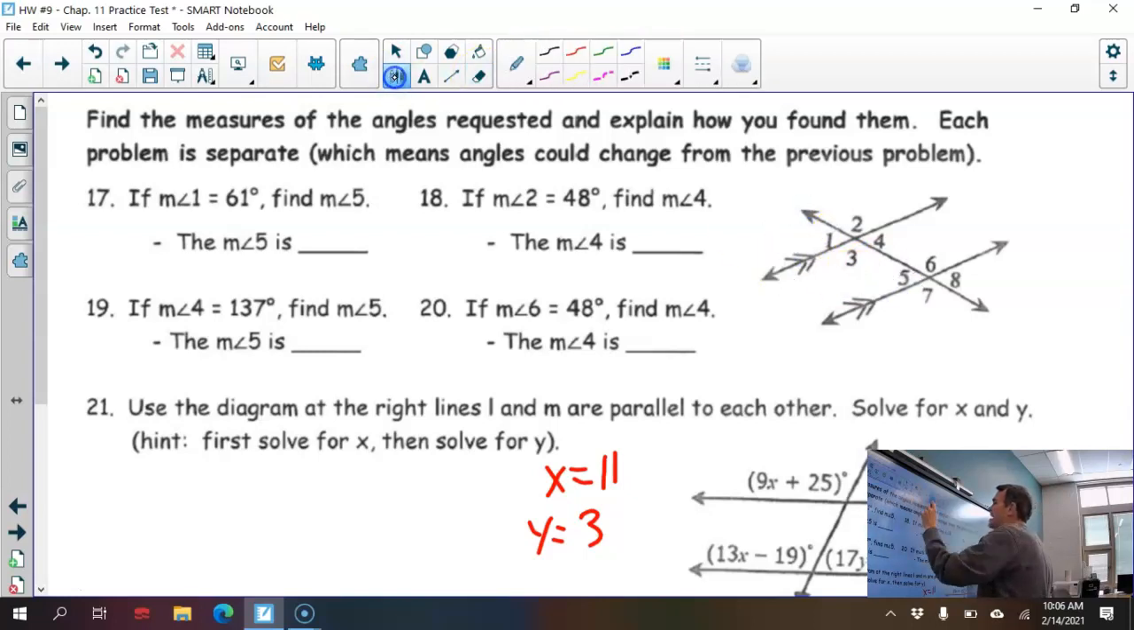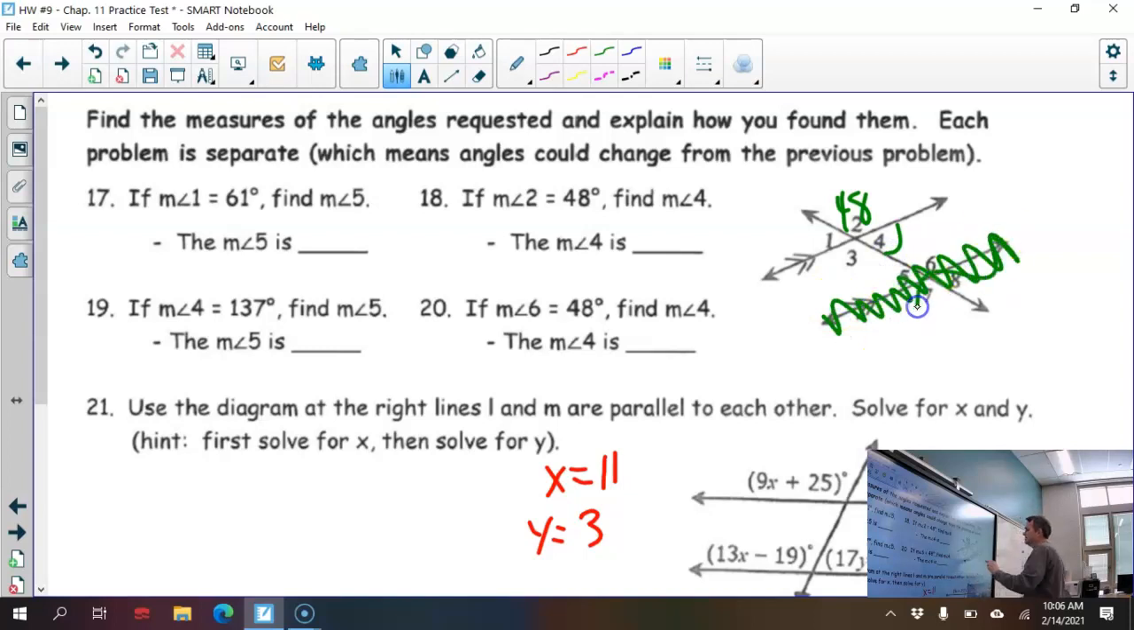Next up, we have number 18. Angle 2 is 48. What is angle 4? So that's not even using this line. Those 2 angles are at the same vertex, and they make a line. So they add up to 180. So 48 plus x equals 180. And that is going to make that 152.